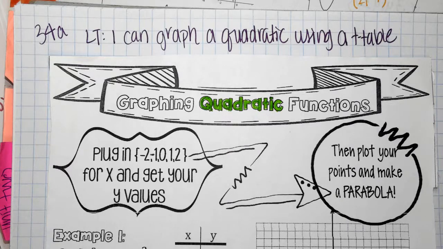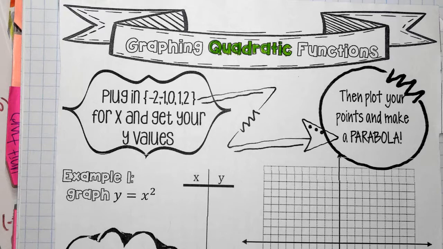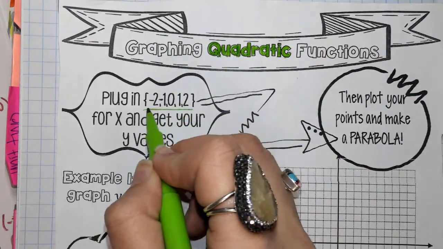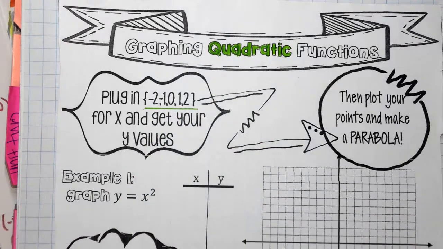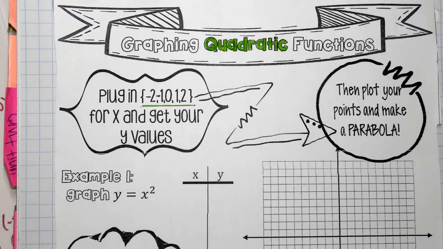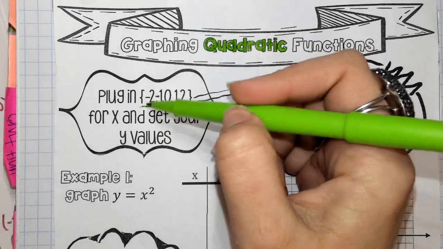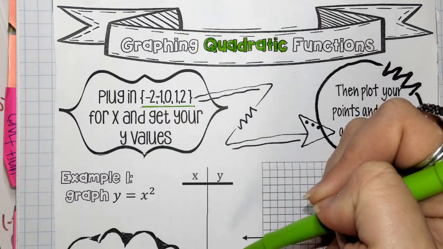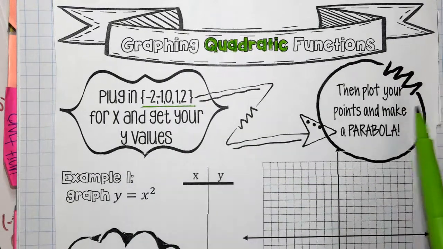Okay. Graphing quadratics. The first thing you do is you're going to plug in these x values every single time. Because we're trying to have class. Are we ready? Okay. So every single time you're going to plug in these x values and you're going to use those to get your y values. Now, after we plug in and get our y values, what do we do?